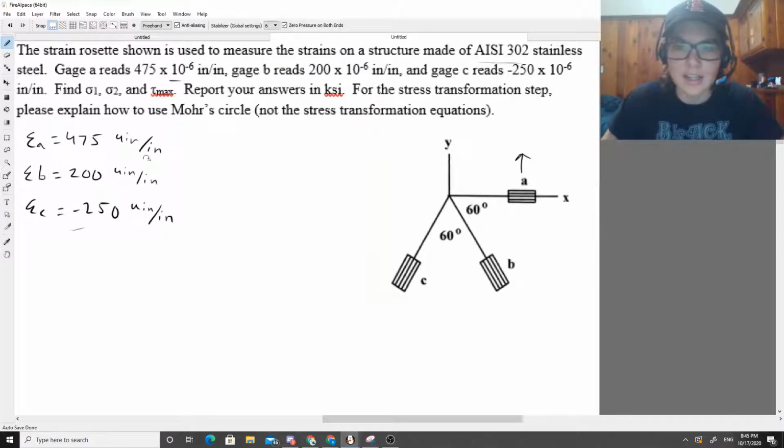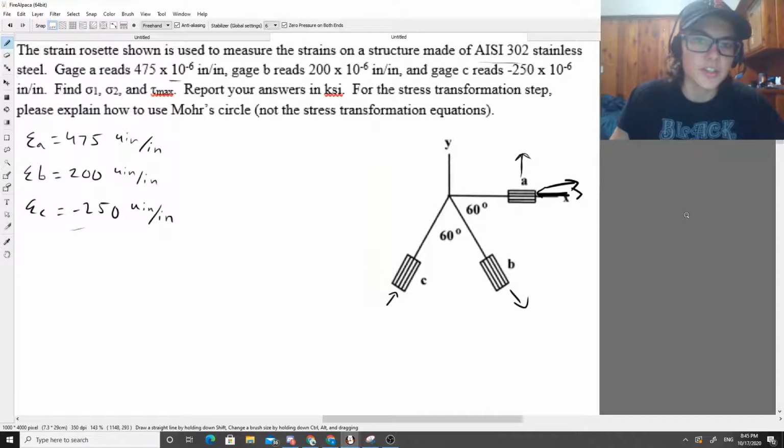But basically, it's not going to pick up this strain that's perpendicular to it. It's just going to pick up the strain that's on the axis, and it'll be in tension if it's pulling on it, and it'll be positive in that case, or it'll be in compression, in which case it's negative. So A is in tension because it's positive, B is in tension because it's positive, C is in compression.